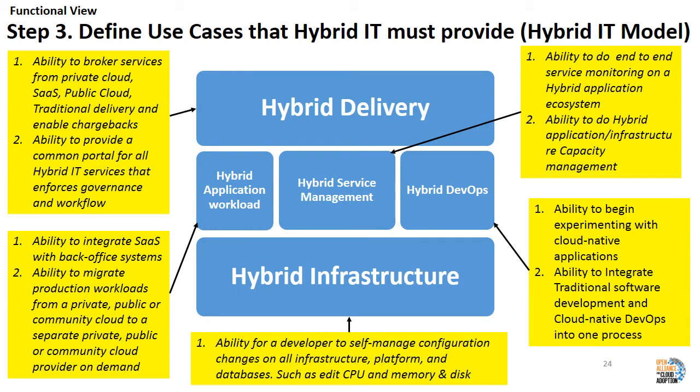The second activity is to identify use cases that the hybrid IT operating model must deliver. Here are a few examples. Hybrid delivery must provide the ability to broker services from private cloud, SaaS, public cloud, traditional delivery, and enable chargebacks. Here's another one under service management. Service management must provide the ability to do end-to-end service monitoring on a hybrid application ecosystem.